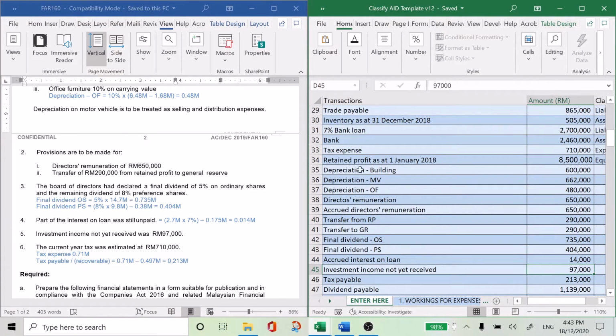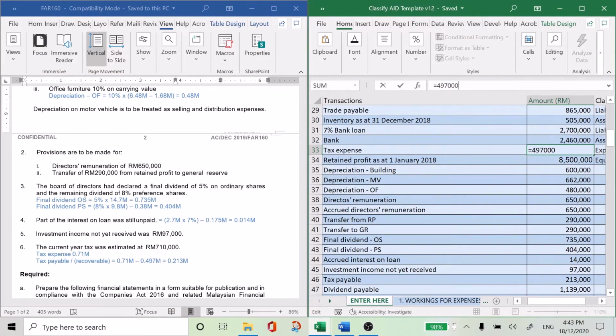I think I have replaced that. Previously this was tax paid, so I replaced it with tax expense, and then I replaced the amount. Previously I recorded 497 as tax paid. But the amount of tax expense incurred for the year that should be recorded is 710,000.